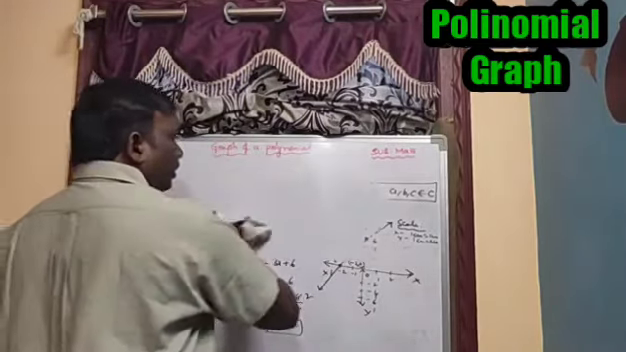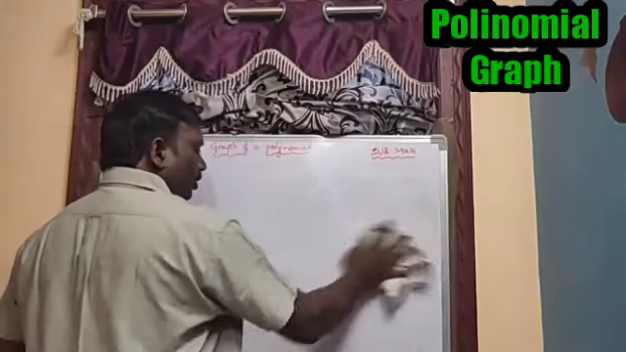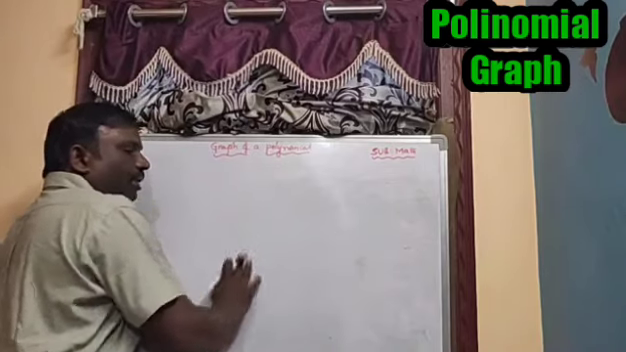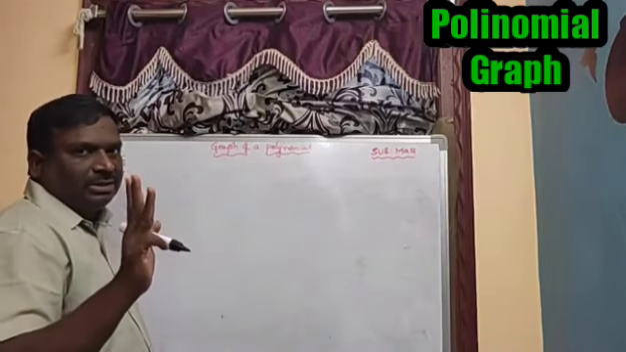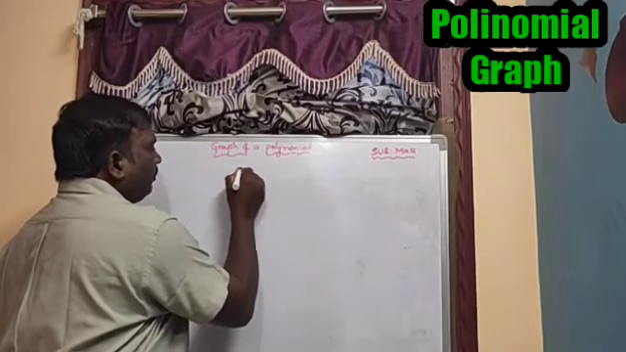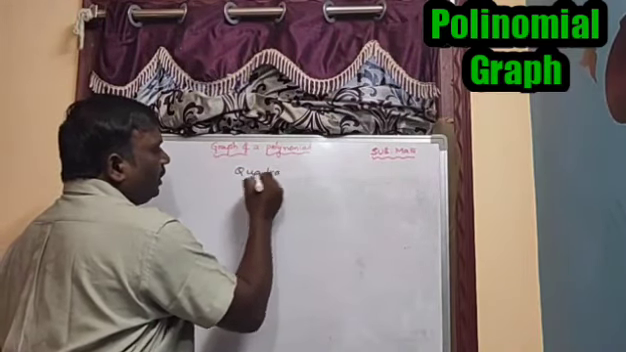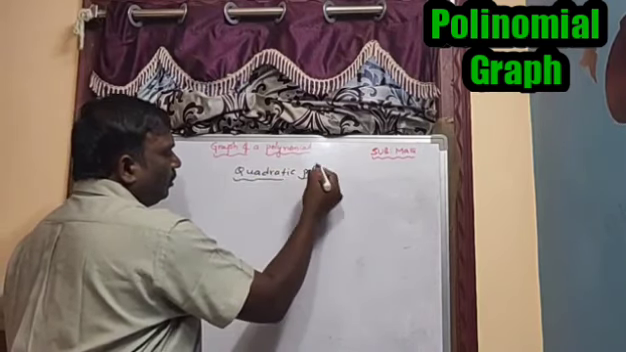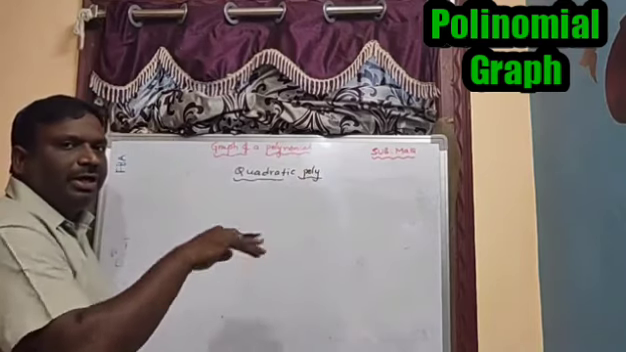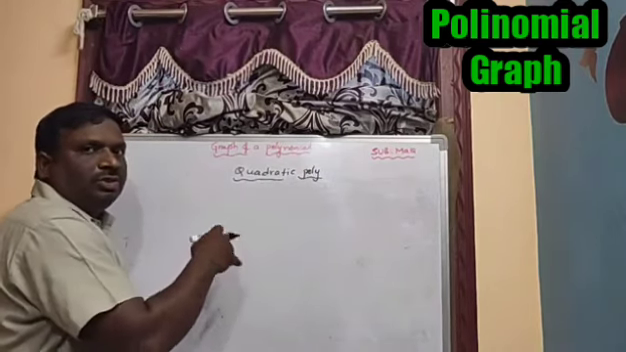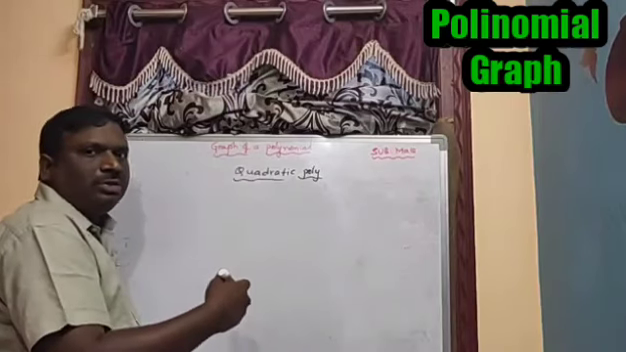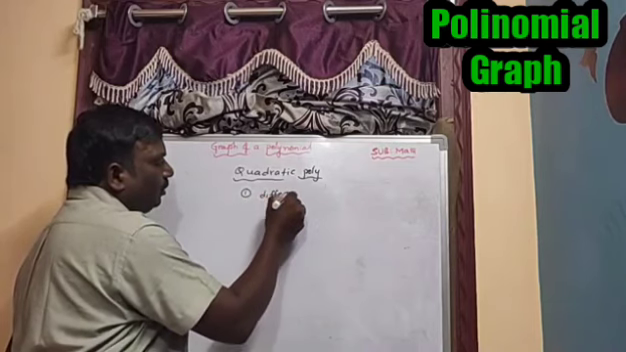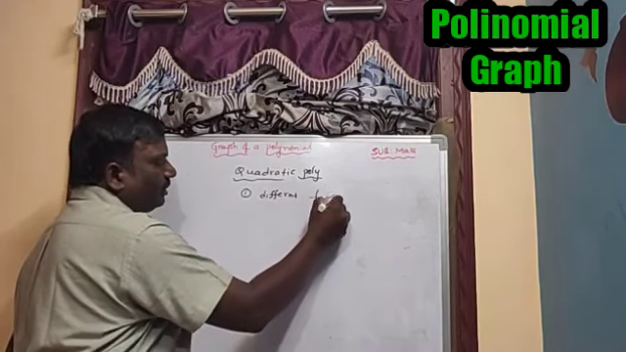Now similarly, graph of a quadratic polynomial. When you take the graph of a quadratic polynomial, we have three cases. Very important, these three cases. If you remember these three cases, then you can identify what the zeros are for that quadratic polynomial. We have to write the zeros also in the graph. So first case, different factors.